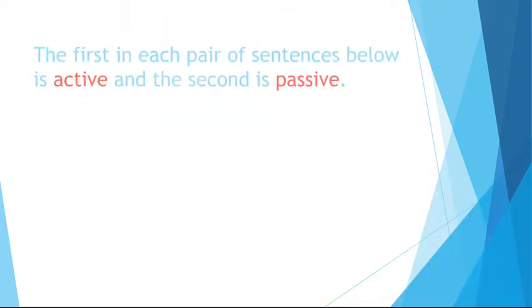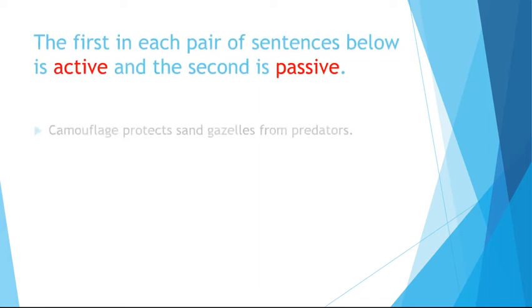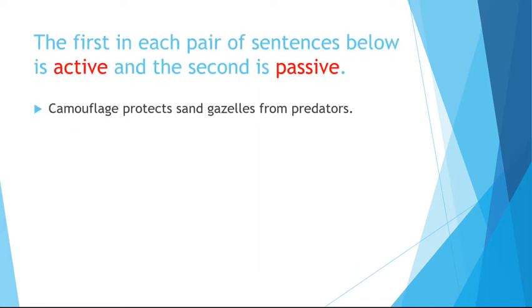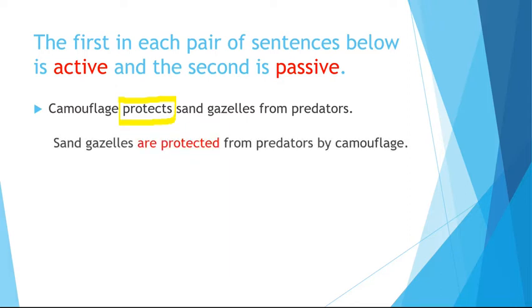Let's take a look at this example from the student's book, Unit 6. Camouflage protects sand gazelles from predators. Now the verb protects is in the present simple tense. When we change it into passive, how do you think it's going to be? Now let's see. Sand gazelles are protected from predators by camouflage. So what happened to protects? We added are, which is in the present, and then protected. What form of verb is protected? Now we'll find out more information.